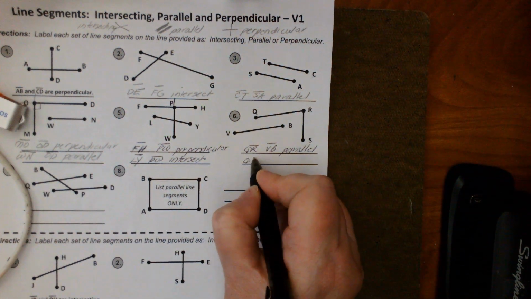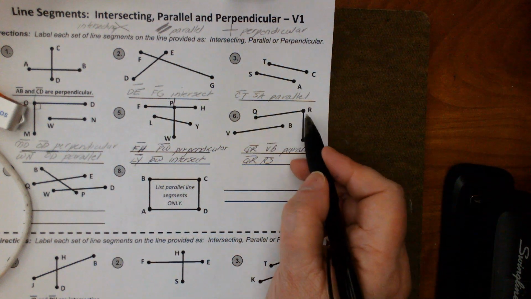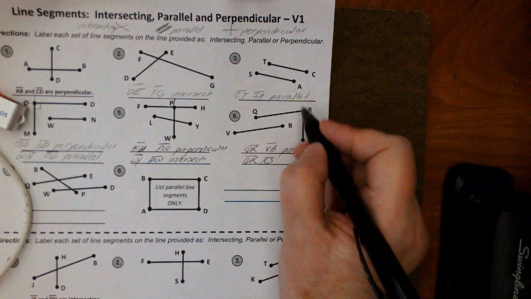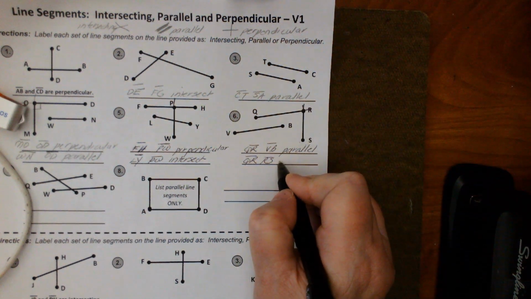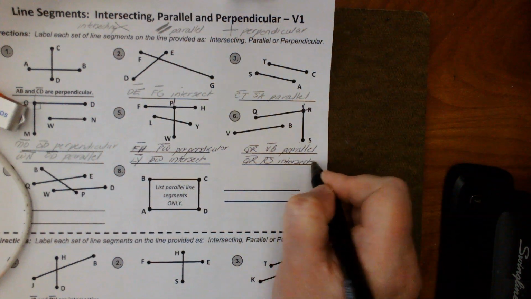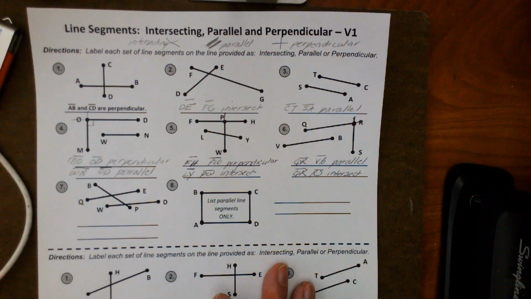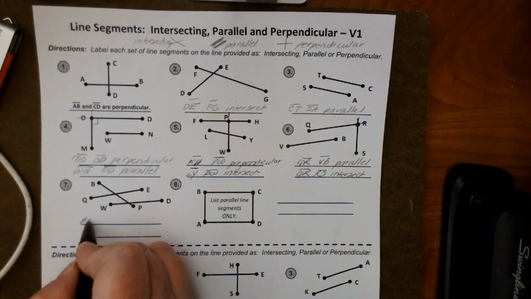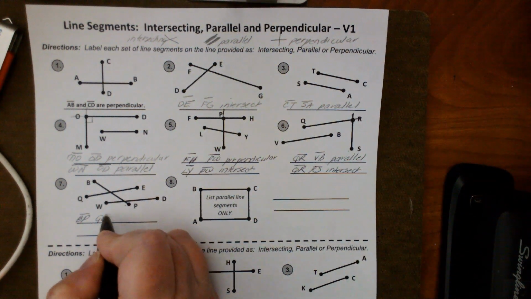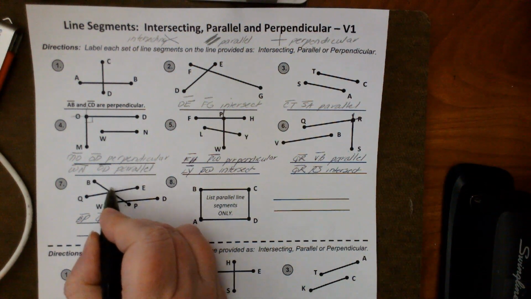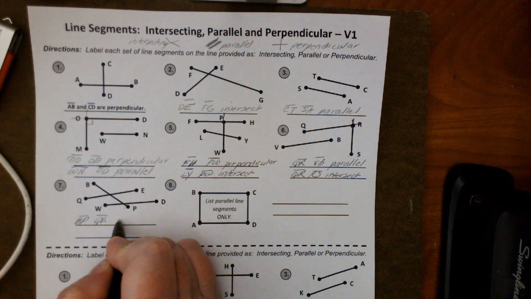And then we have QR, and you have RS. So QR and RS are intersecting, because if you kept going, they don't have a 90-degree angle, but they do intersect. Okay, right here. Now we have BP segment right here, and then we have QE. They are intersecting, because again, they go over each other, but they're not perpendicular, so they intersect.